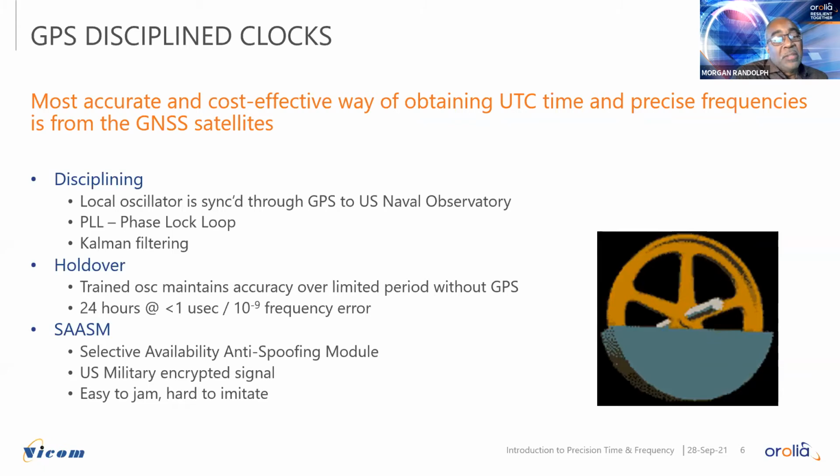There's SASM oscillators. Basically what that is, selective availability anti-spoofing modules. They're controlled by the US government and used mostly in military applications, I would say 99% of them. They're easy to jam, but hard to imitate. With the cesium, those are something that you've got to get requests from the US government for. I know some of our NATO partners and other European countries have used the SASM, so it just depends, but it's all controlled by the US government.